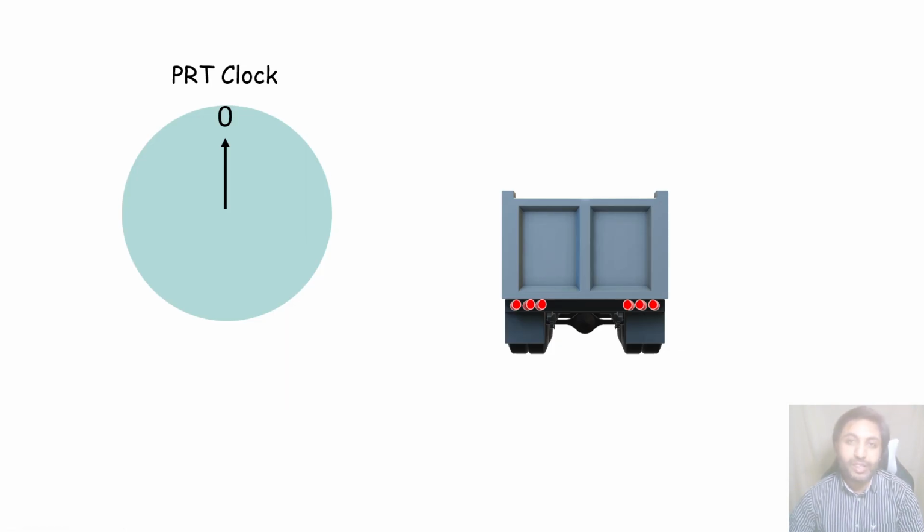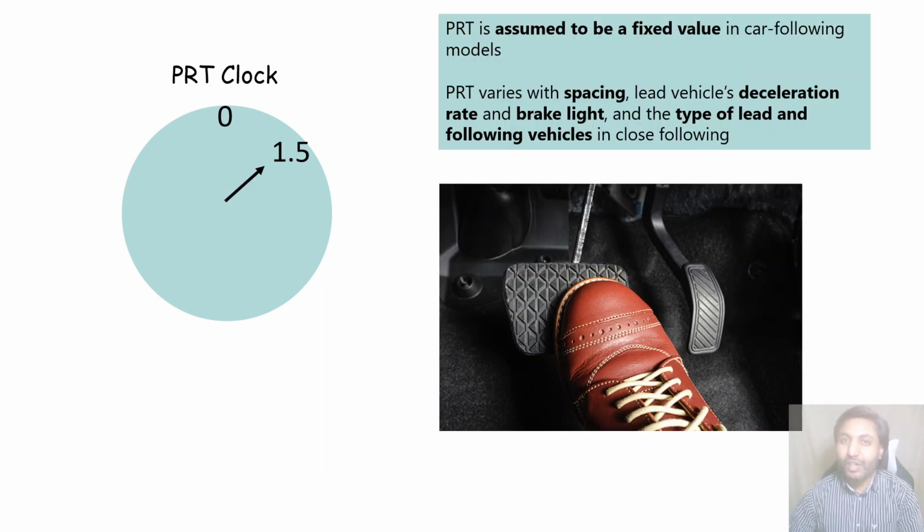In a typical perception reaction time study, the PRT clock starts whenever the lead vehicle brake lights turn on, and it stops when the following driver starts to apply brakes. In these studies and in car following models, PRT is assumed to be a driver-specific fixed value. However, studies have shown that PRT varies with spacing, lead vehicle's deceleration rate and brake lights, and the type of lead and following vehicles.